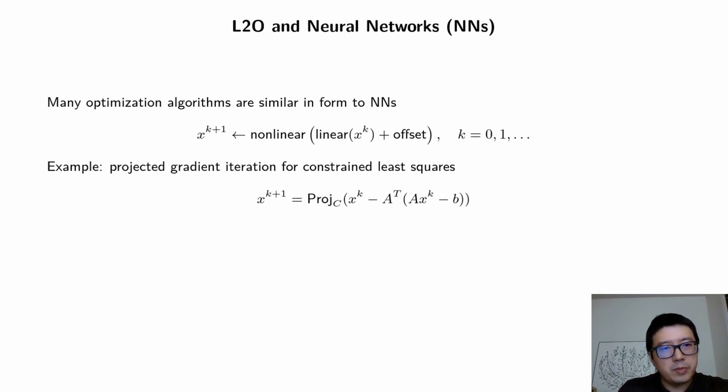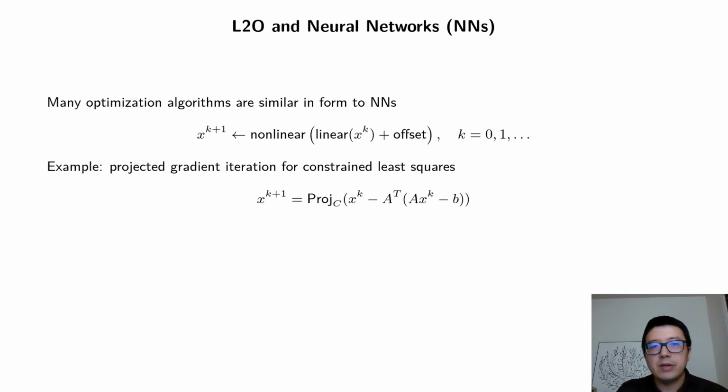Learning to optimize is based on the observation that many optimization algorithms are similar in form to neural networks. Consider this neural network where x_k is the output of the previous layer, and some matrix or linear operator is applied to the input from the previous layer plus an offset, and then goes through some nonlinear operator. And this is a typical layer of a neural network.